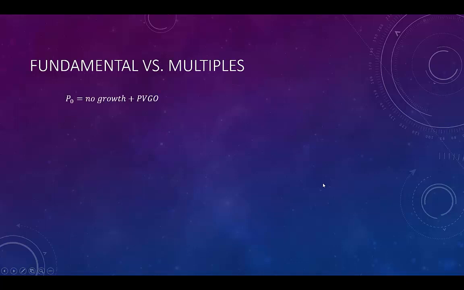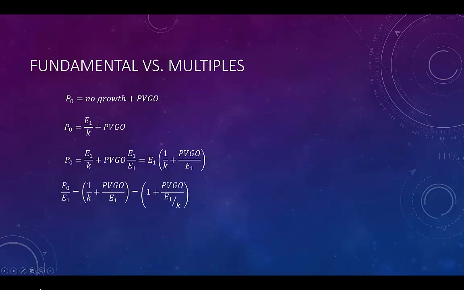Let's start with the following equation that we have looked at earlier. We can express the value of equity as the sum of a no growth value and the present value of growth opportunities. We can express the no growth value as earnings divided by the discount rate. We can rewrite this equation so that the value of equity is equal to earnings multiplied with a function, which is shown inside the brackets. By dividing both sides by earnings, we get the PE ratio on the left-hand side.